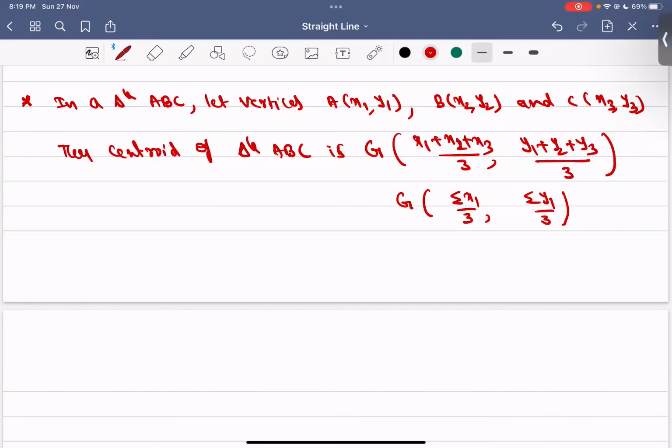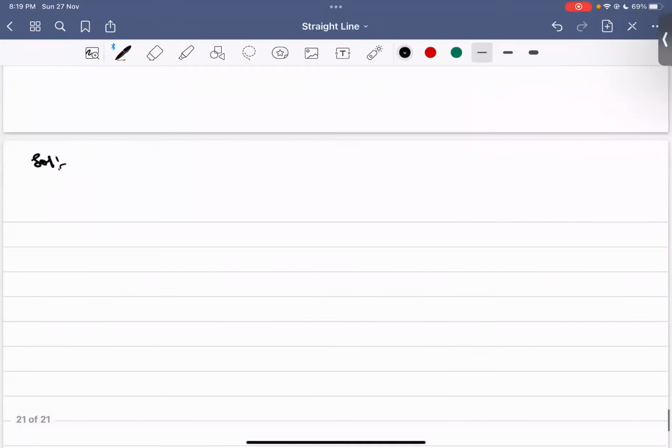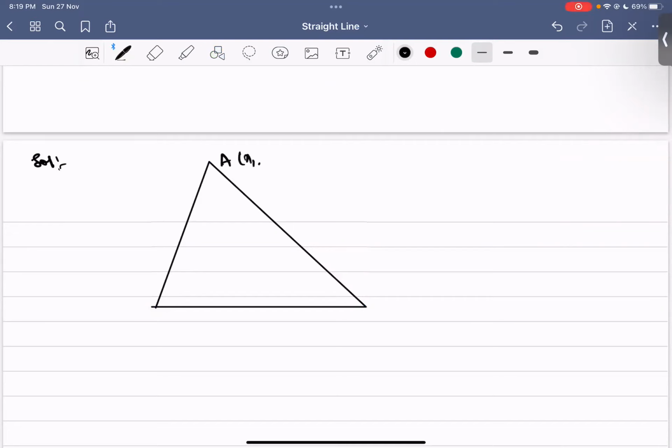Now, why is this the formula for the centroid? We will see. Suppose you take one triangle, any triangle. So in this triangle ABC, A is (x1, y1), B is (x2, y2), and C is (x3, y3).